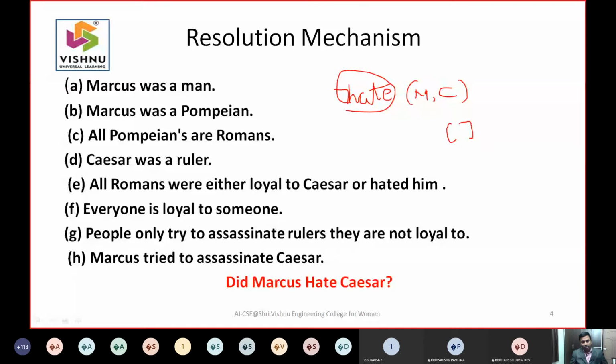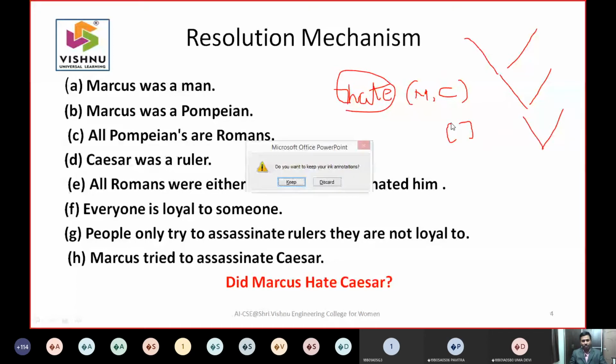So 3 steps I said. The first step is how do you convert these statements into first order logic. The second step is how do you convert this first order logic into clause form. Clause form is a simple form where, if I wish to apply this resolution algorithm, I need some format. That format is called clause form. We will see what exactly the clause form is, and we will get back to this particular problem again.